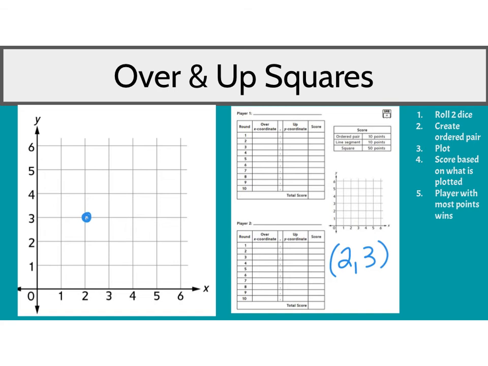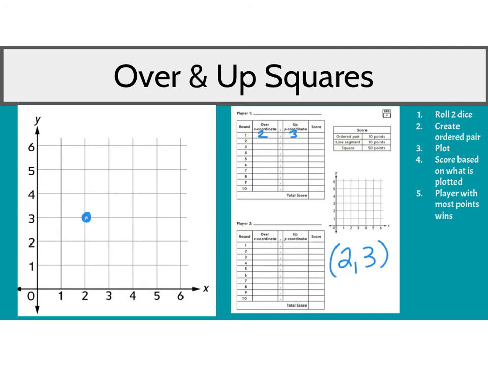And you're going to want to use different colors. So you'll need to pick one color, and whomever you're playing the game with will need to pick another color. And I'm going to show you why here in a minute. So let's say that that was my first round. So you would put a 2 in the over and a 3 here.